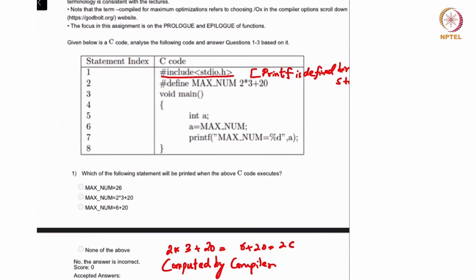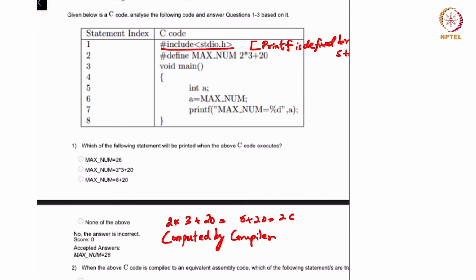So we'll start off with the first question. Which of the following statements will be printed when the above C code executes? The value of max num is nothing but 2 into 3 plus 20, which is 6 plus 20, which is 26, and hence the value that is printed will be max num equal to 26. Sum equal to 26, right?